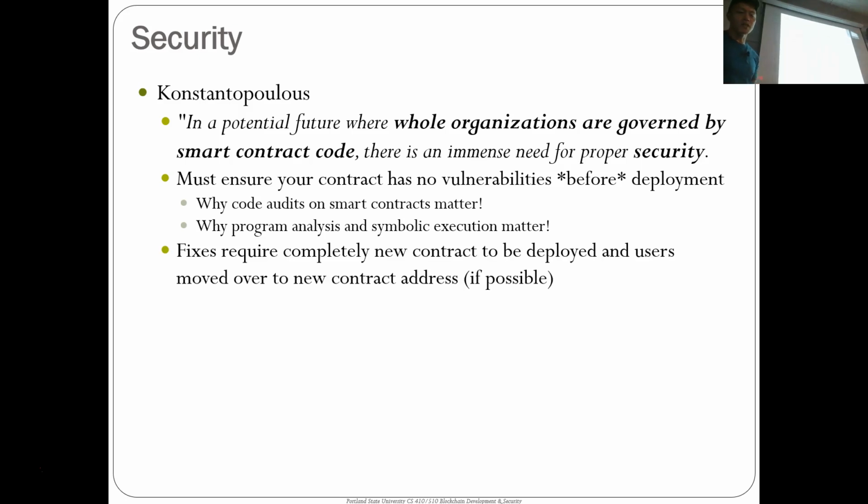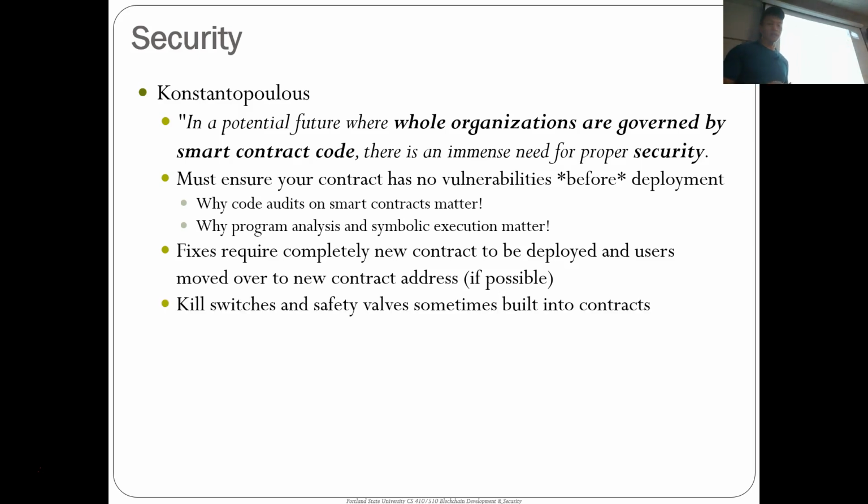Okay, so if you do have a fix, and people are getting wise to this, fixes require a completely new contract to be deployed and all of the users moved over to the new contract address, if possible. So people are trying to write this into their current smart contracts. Can I have a kill switch on this contract that just moves everybody from one contract address to another, including transferring maybe all of the financial state? So this is what they're looking to do, is build these things in there.